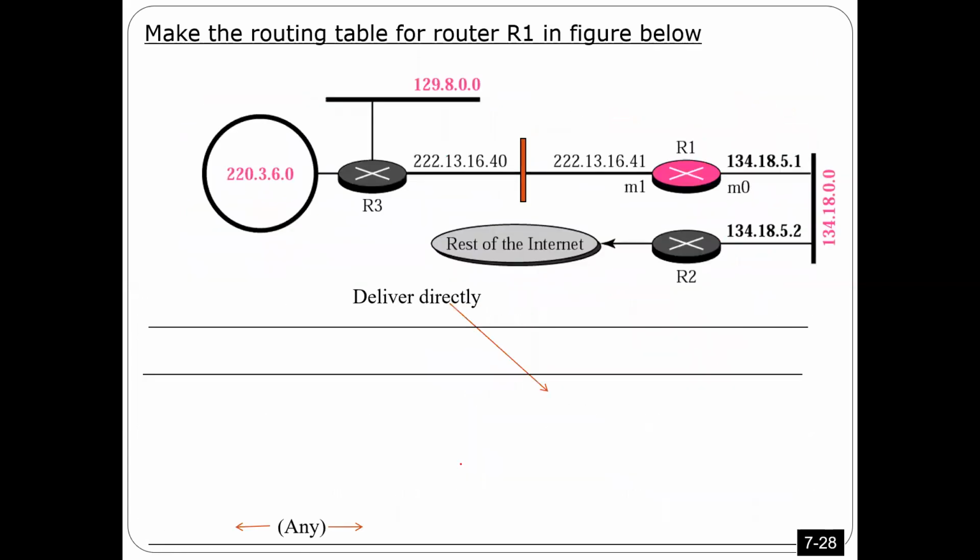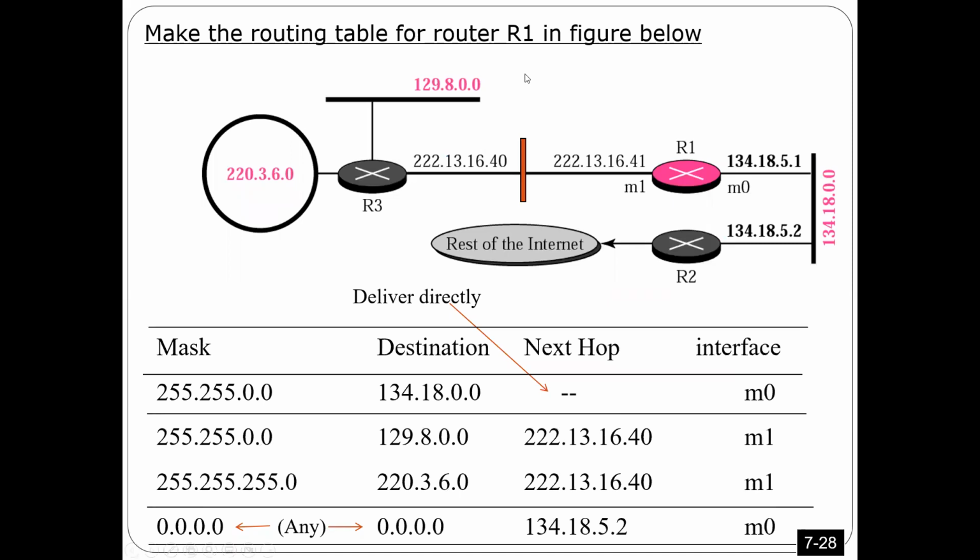Let's see another example here. As you see here, I want to calculate the routing table for R1. R1 is actually connected to this network, and to this network. Also, R1 is connected to this router. This is the router to send it to the rest of the internet.